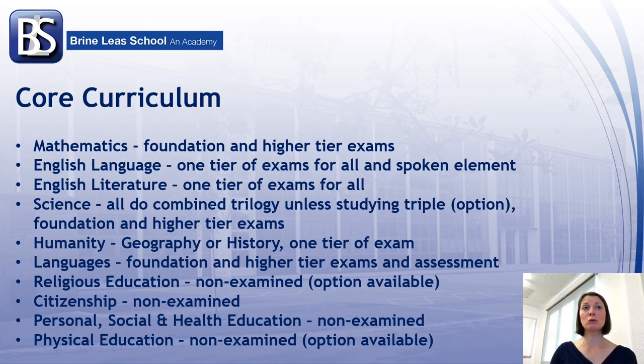At Brine Leas School, all students study the core curriculum. All students study GCSEs in mathematics, English language, and English literature. Students have a choice of pathway for science. Science Trilogy leads to two GCSEs, whilst Triple Science leads to separate GCSEs in biology, chemistry, and physics. Both pathways can lead to A-level study within science subjects.